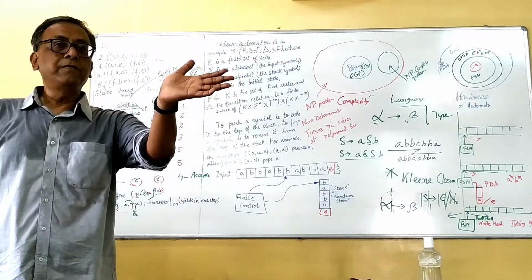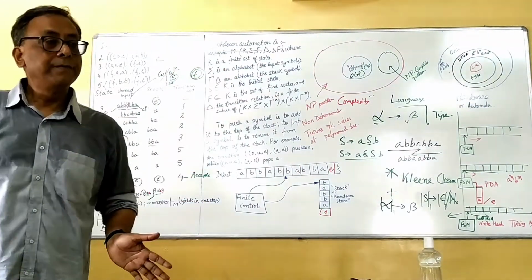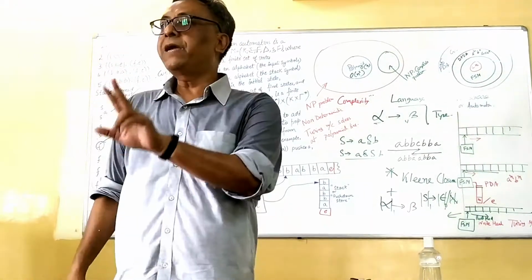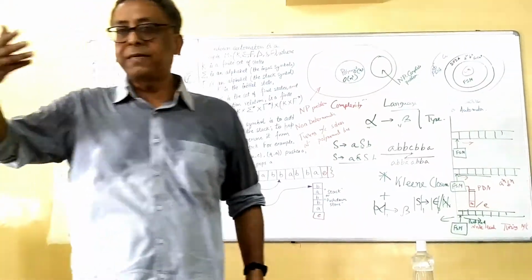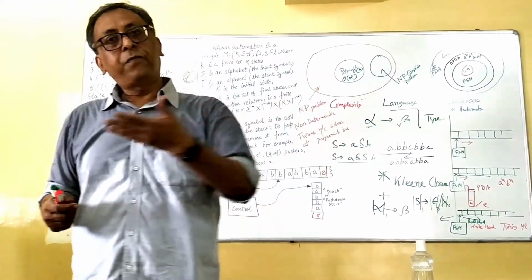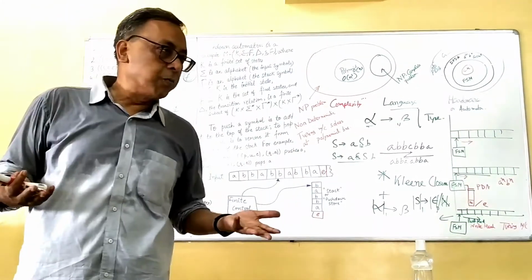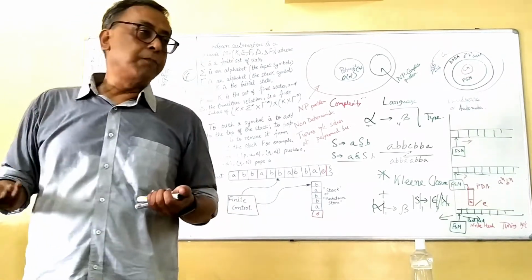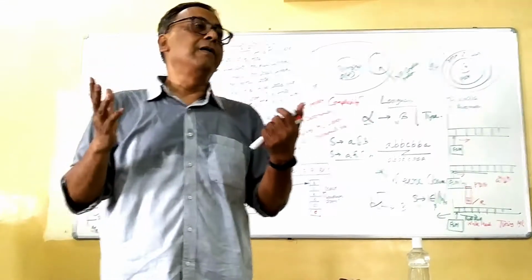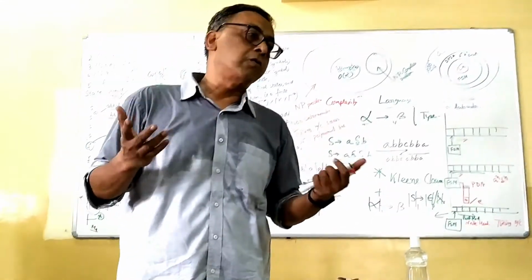What is the difference between palindrome and reverse form? Palindrome is where you can read forward side and you can read backward side. The palindrome is recognized by a push down automata, and there are two kinds of palindrome: if the number of characters is even, an even palindrome, and if the number of characters is odd, an odd palindrome.